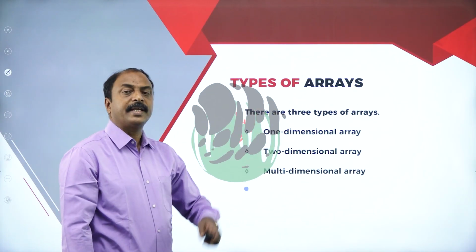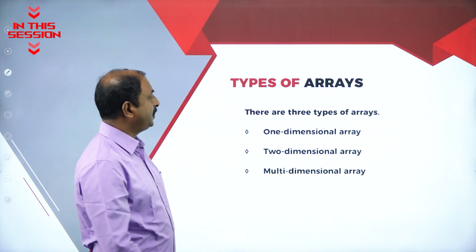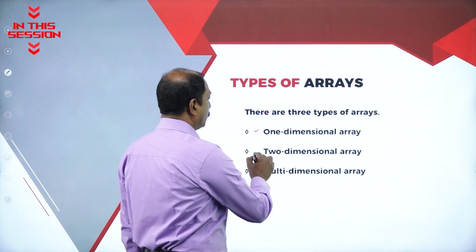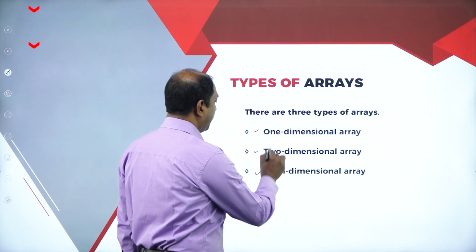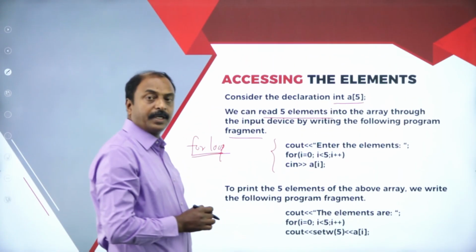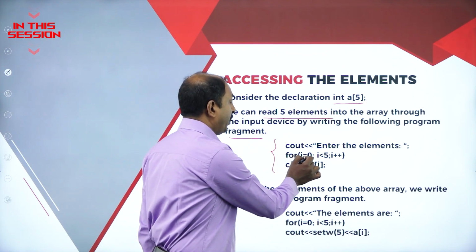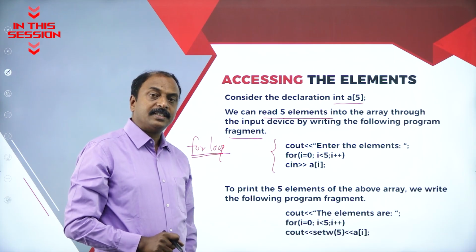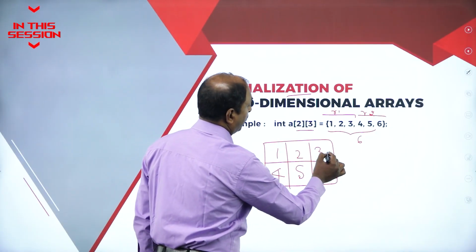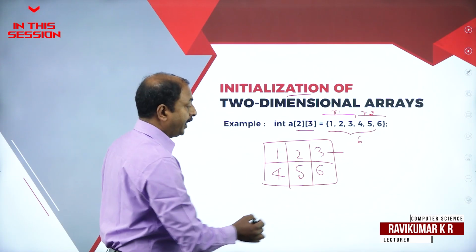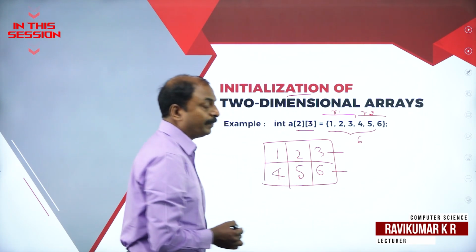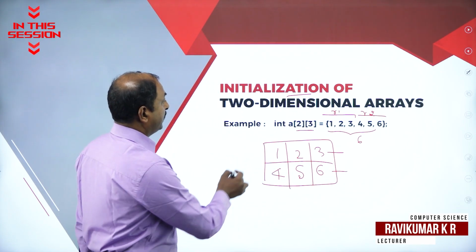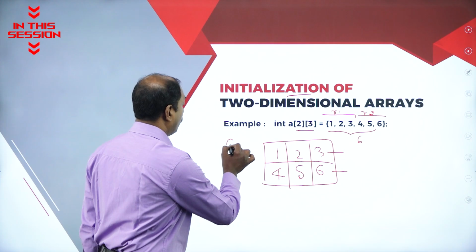Following are different types of an array. One is one-dimensional array, two-dimensional array and multi-dimensional array. Then here always the value of I will be 0, that is the starting element, because in an array the first index is 0. 1, 2, 3 is the first row elements and 4, 5, 6 are the elements of the second row, and suppose A is the name of an array.